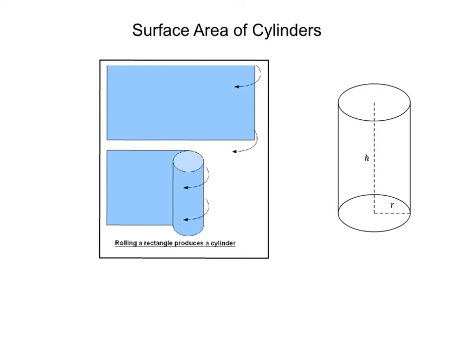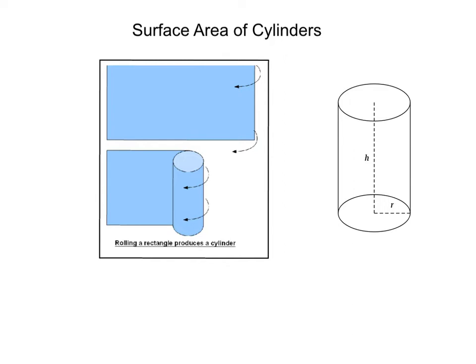Hello, tonight our lesson is on the surface area of cylinders. So let's start by looking at this picture that shows how a cylinder can be made. If we start with a rectangle and we start rolling it, you can do this with a piece of paper, and you roll it up, you will get a cylinder shape.